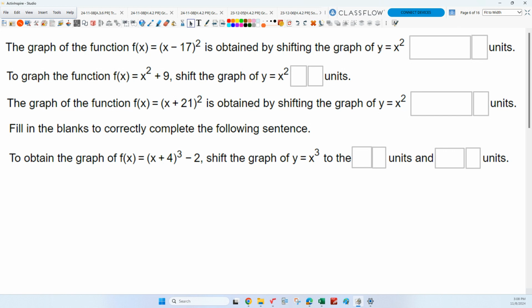Well, what if I change it like this? What if I subtract 17 from x inside the part that's being squared, inside the function? What's that doing? Point with your fingers. Which way am I going? I'm subtracting 17 inside the function. Going right. Okay?